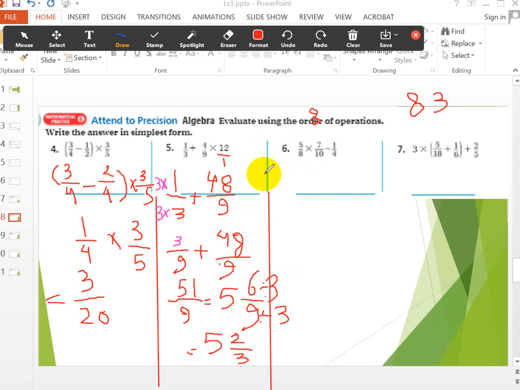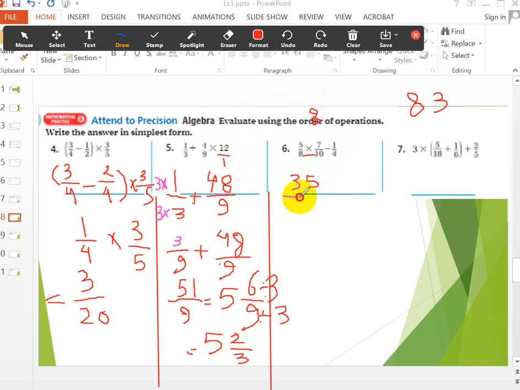Now I will order the operations. First thing, I have to do the multiplication, then I will do the subtraction. Let's do the multiplication. First thing, I will multiply 5 with 7 and then I will multiply 8 with 10. 5 multiply 7 equals 35. I think it's very easy.